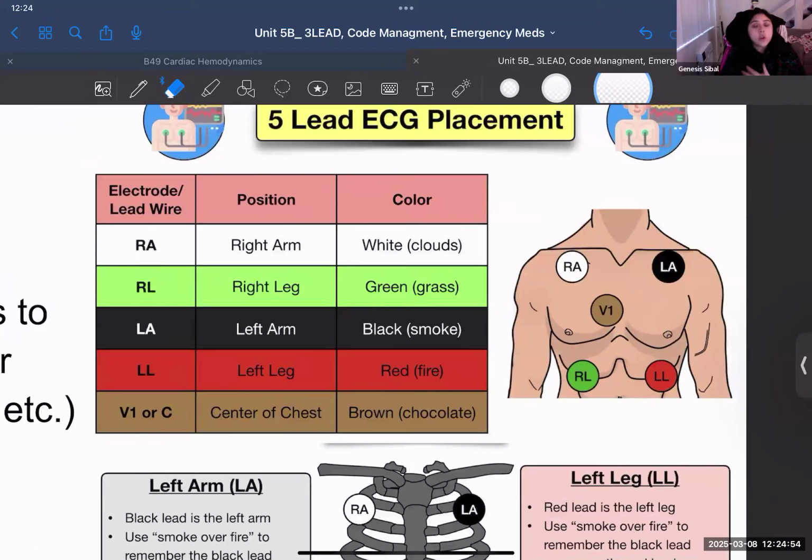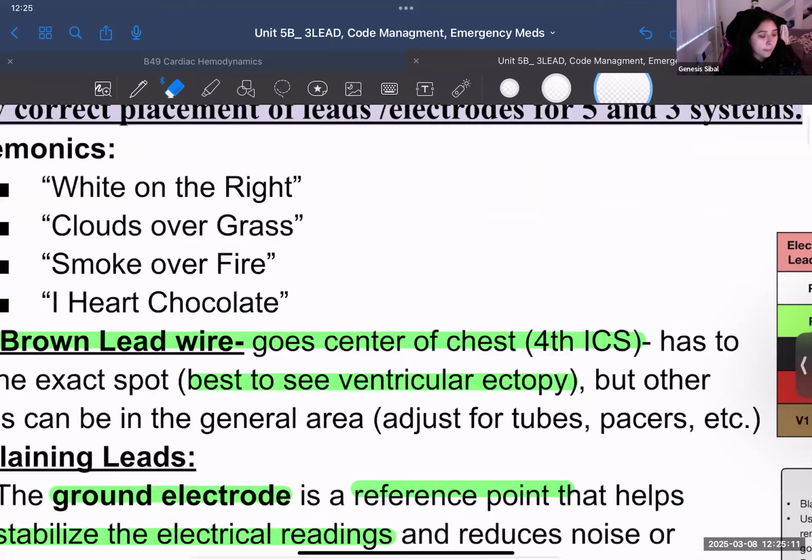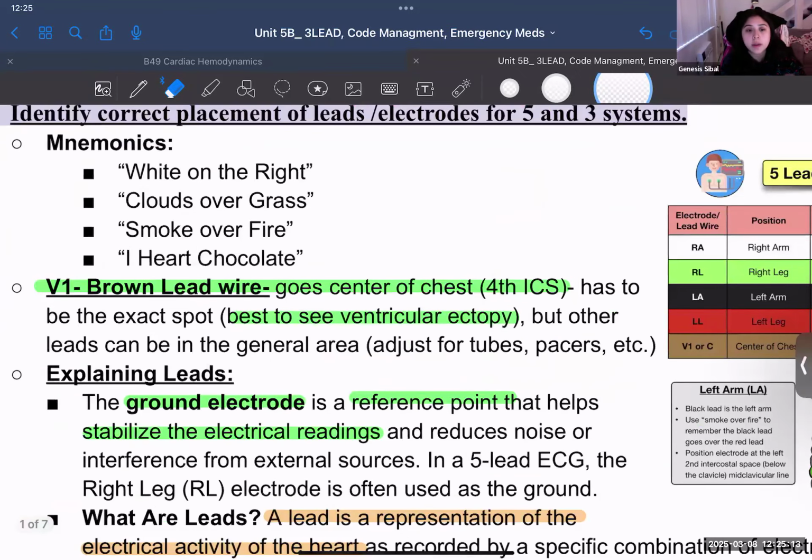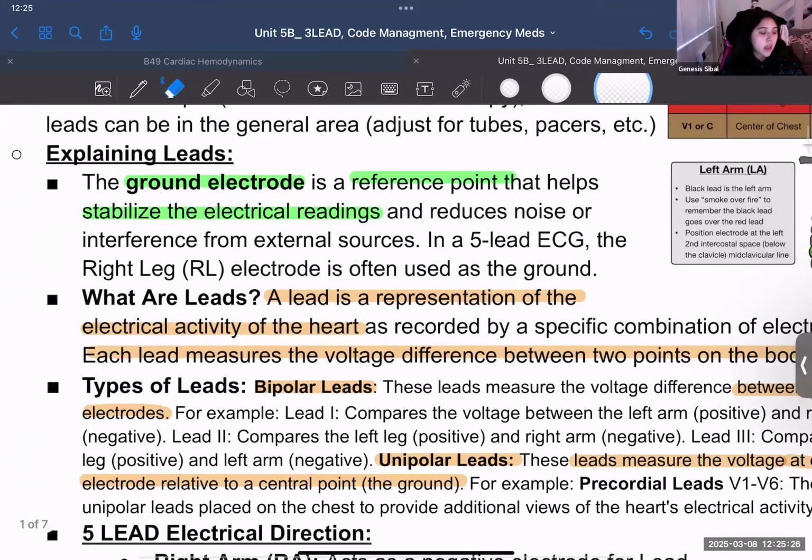When we're talking about V1 throughout this little lecture or review, the biggest thing to know is that it's the best for seeing ventricular ectopy. So when we're talking about the three lead and other things in general, if you see a question asking what's best for seeing ventricular ectopies, you know it's V1. It's sitting at the fourth intercostal space, at least for this brown lead wire, and it really has to be in an exact spot. But the other leads can be more in a general area, just because this one is the best for seeing ventricular ectopies, and we'll get into some of the other definitions here.